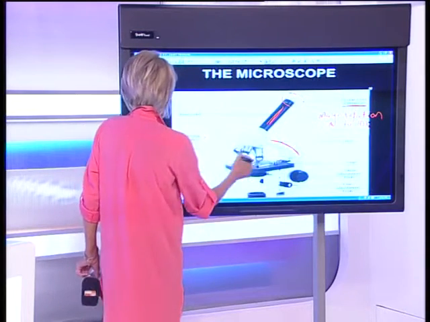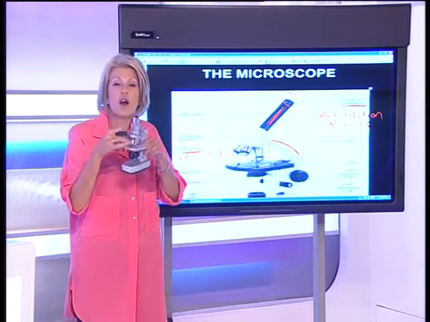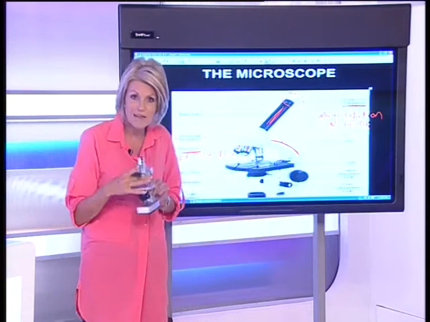And on that revolving nose piece, you have things that stick out. And those things are your objectives. All right. And the objectives each have a magnification power as well. So what we can do is we can say, right, you'll have one that will be 4 times, one that will be 10 times, and one that is 40 times. Those are the common magnifications you will get on a normal school microscope.